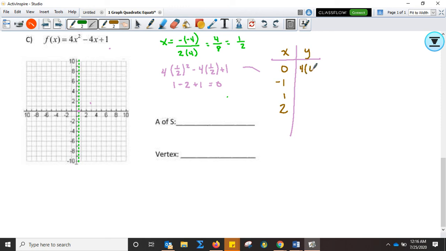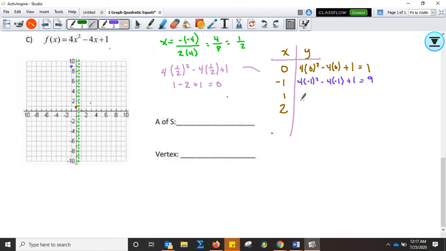Okay, so let's plug that in. 4 times 0 squared minus 4 times 0 plus 1. And that's going to give us a 1. So our ordered pair is 0, 1. Okay, same thing for -1. So we have 4 times -1 squared minus 4 times -1 plus 1. So 4 times 1 is 4, plus 4 is 8, plus 1 is 9. So your ordered pair would be -1, and then 9 way up here.